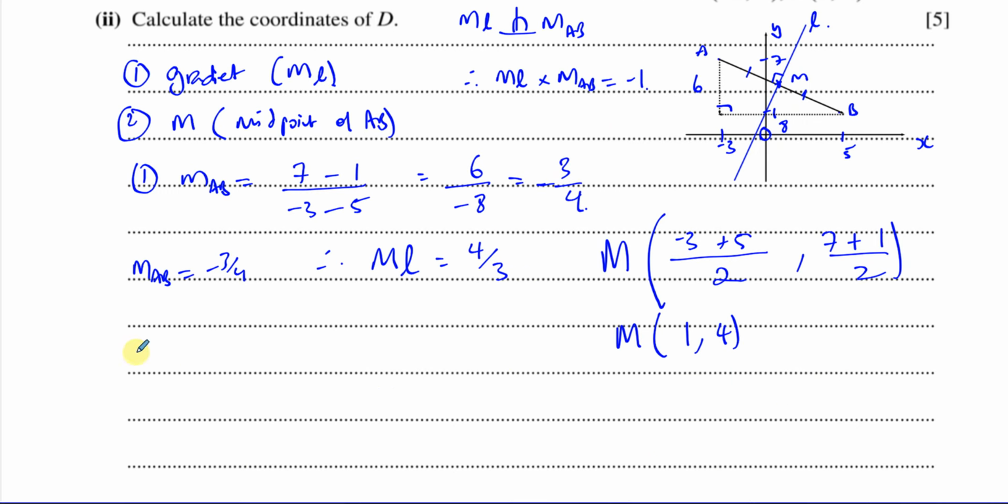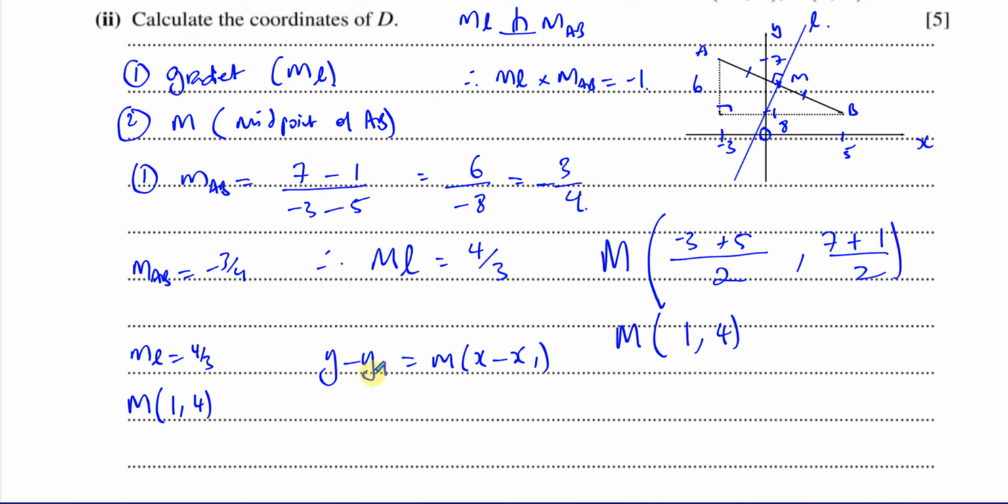So now we have two things. We know the gradient of line L is 4/3, and the point on the line L that we know is (1, 4). So now we can use our equation y minus y1 equals m times x minus x1, and we can start to find the equation of this straight line.